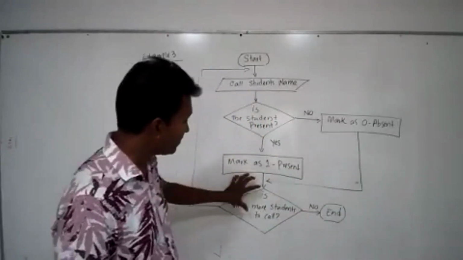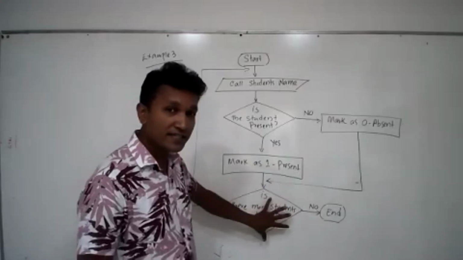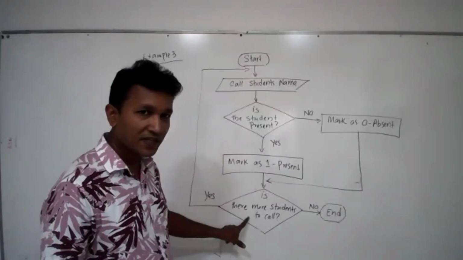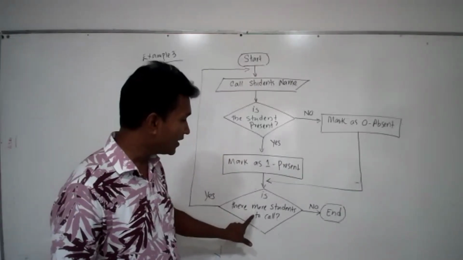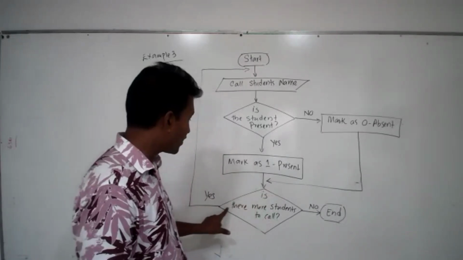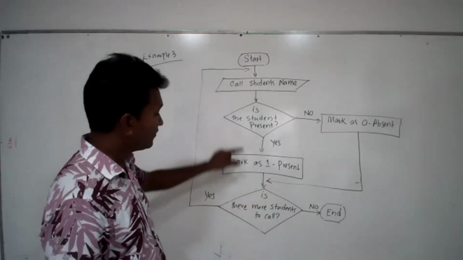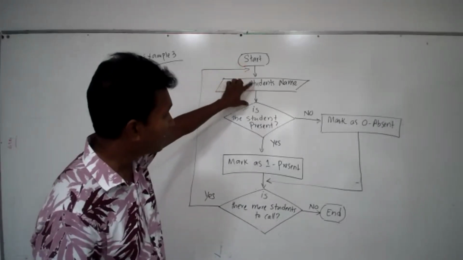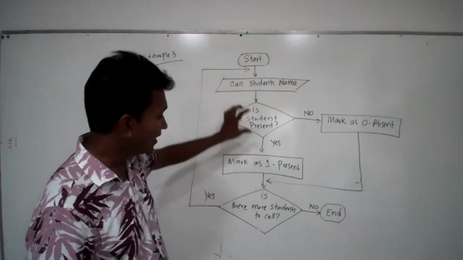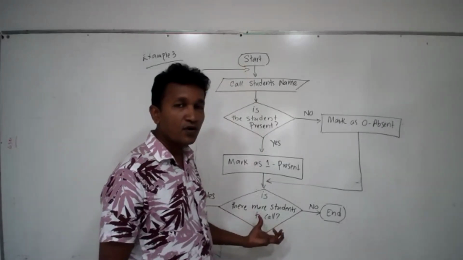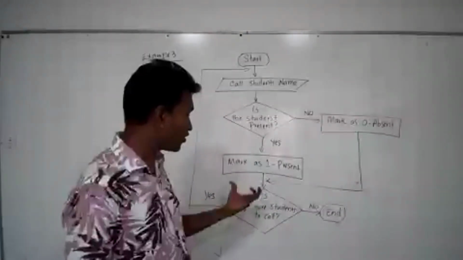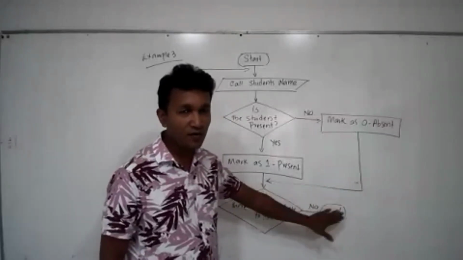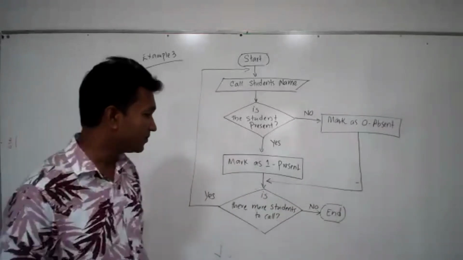Therefore we have to link this one to this place. Then we have to check this condition. Is there more students to call? If there is, we have to repeat this step again. We call and repeat this step again and again until there are no more students. If there are no more students, we have to end the program. Right?